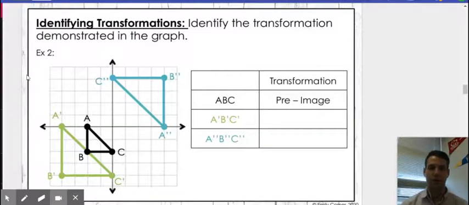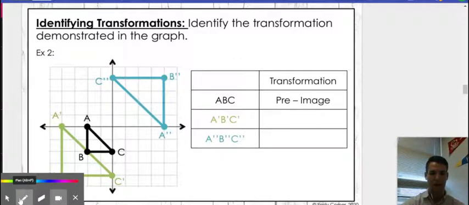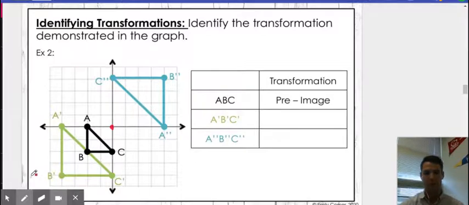We are now on example number 2. We are trying to determine what transformation took us from black to green and then to blue. The first thing I notice is that from our black triangle to our green triangle, the triangle has grown in size. So right there we know that that is going to be a dilation. In order to figure out the type of dilation, first we identify the center of dilation. It is always going to be the origin, or 0, 0 right here, unless specified otherwise.